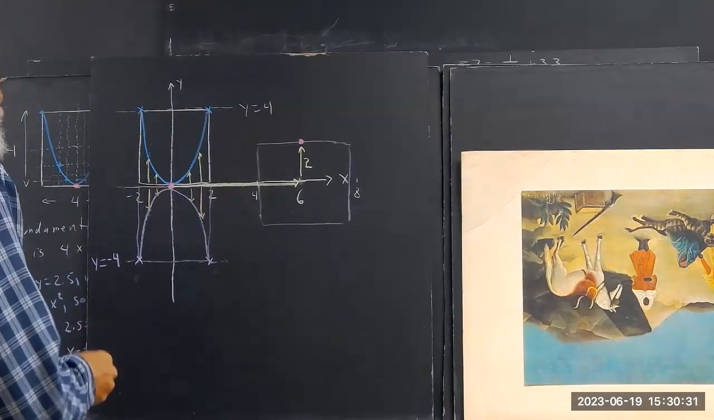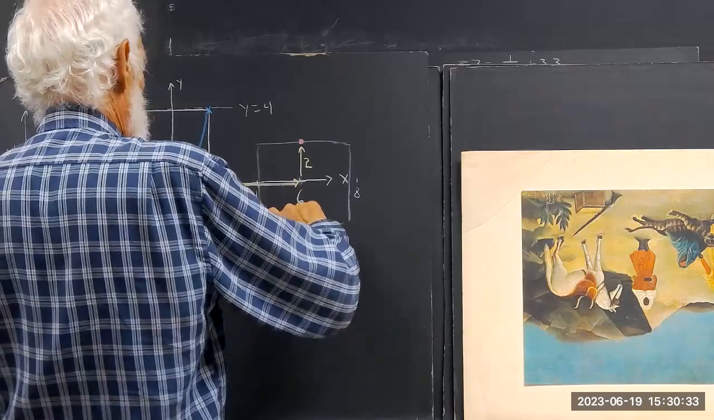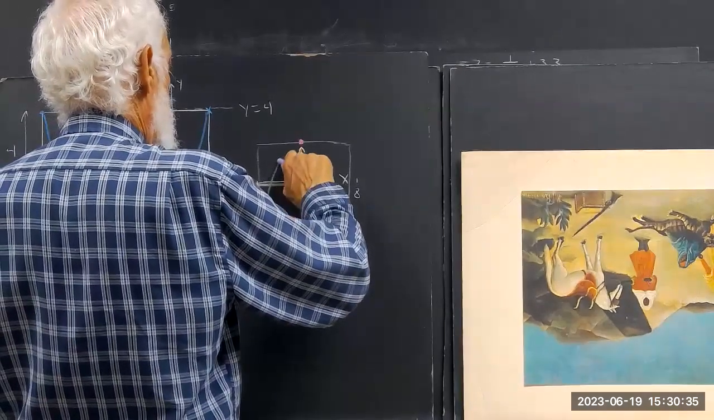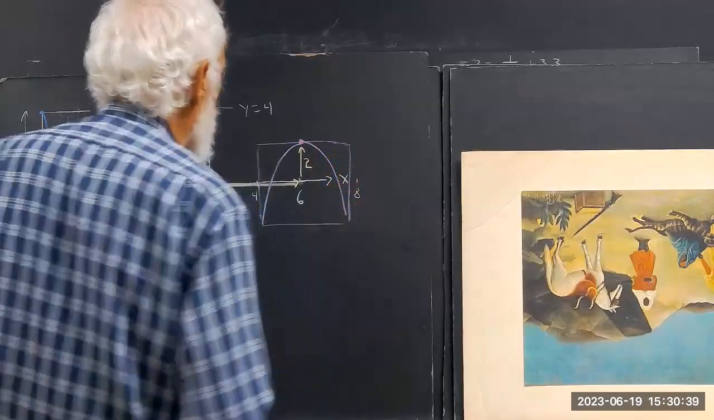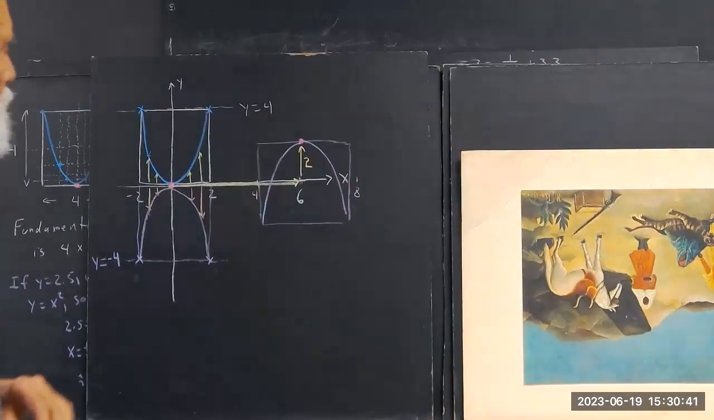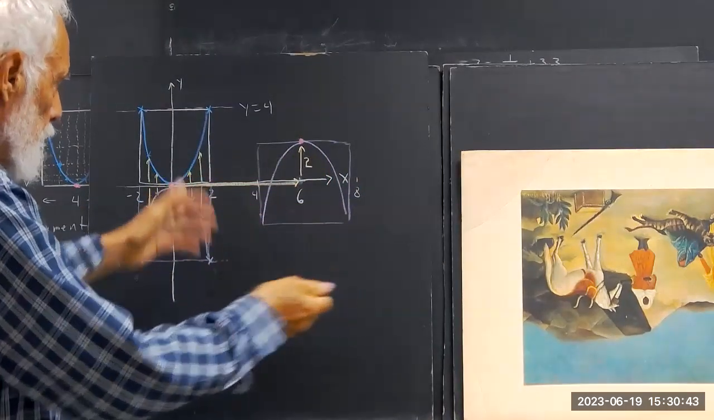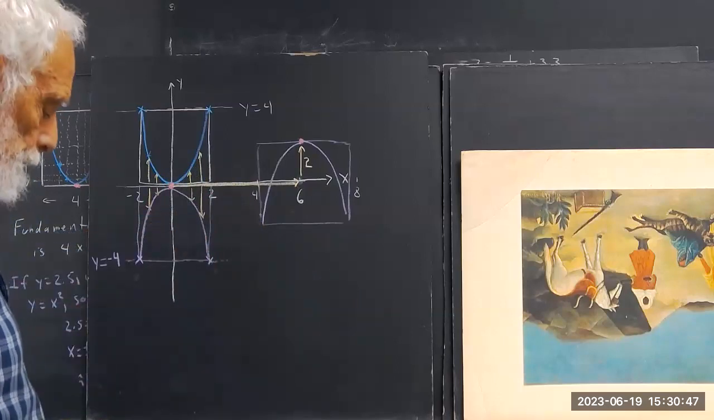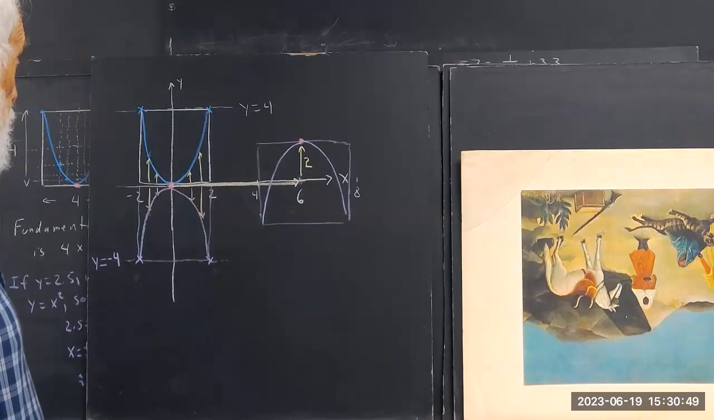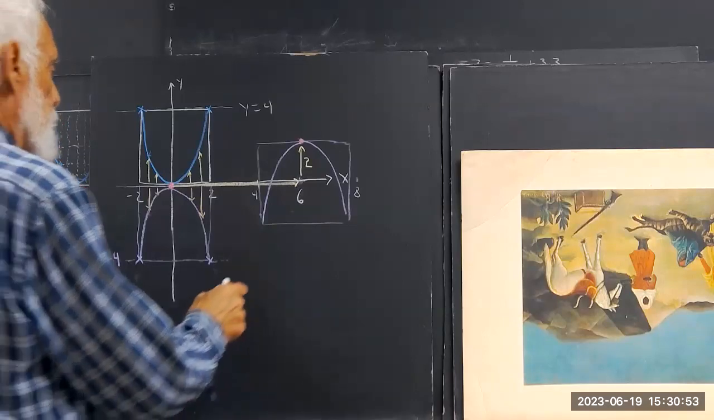Okay, now I've got to draw my upside down parabola. And there it is. The shape has been a little distorted. I made that rectangle a little bit too wide, but it's going to look something like this. Okay. So what I just did was I flipped the graph.